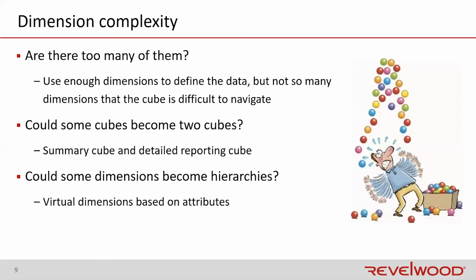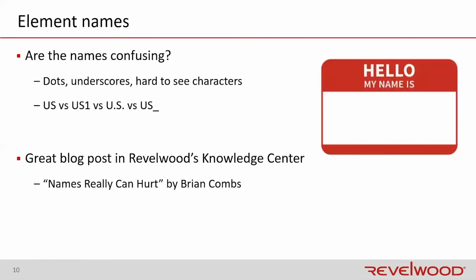This is where you think through the complexity. This is where you think, do I have too many dimensions? And even within that, do I have too many elements? And as you're talking about the elements, think about the naming convention. Are the names confusing? Do you have different elements that look alike, but maybe they have dots, maybe they have underscores, maybe they have anything that's hard to see? When you look at it, do you have one element that's called US and another element called US1? Or do you have US and U.S.